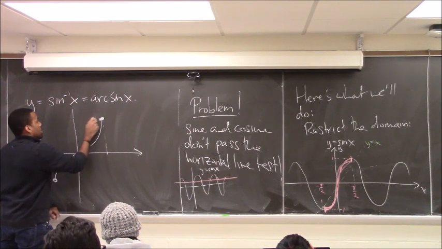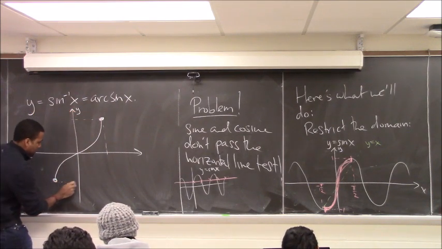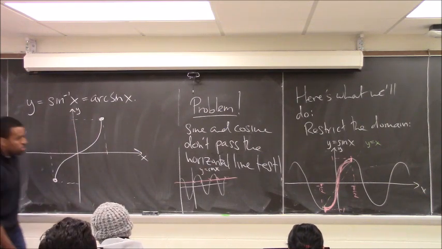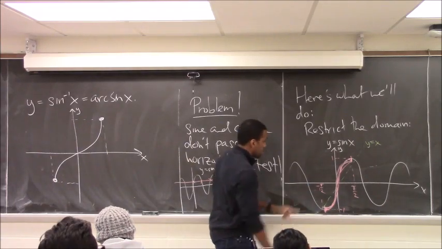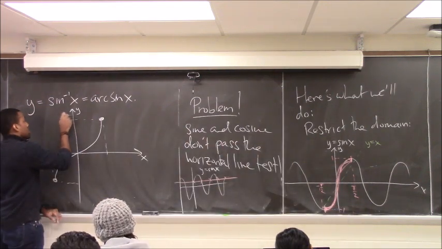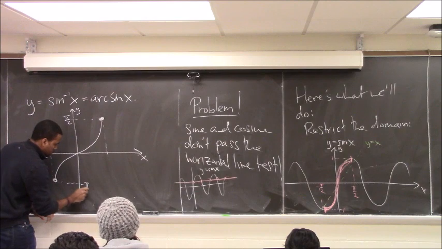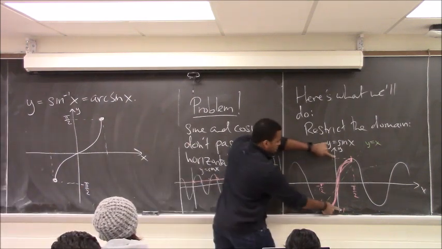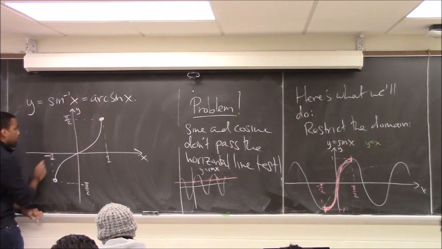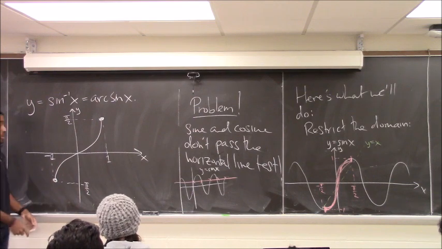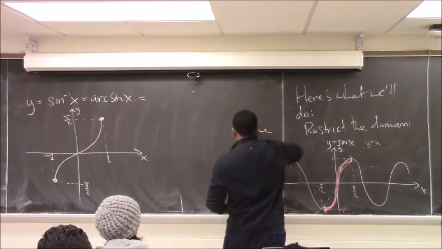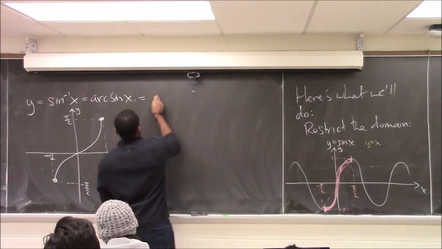Notice that here. Now, what are these numbers going to be? Well, remember, when you're doing the inverse, the x and y switch places. So the π/2 and -π/2 were on the x-axis, and these guys are now on the y-axis. And the 1 and -1 were on the y-axis here. These are going to be on the x-axis over here. This is the graph of sine inverse.